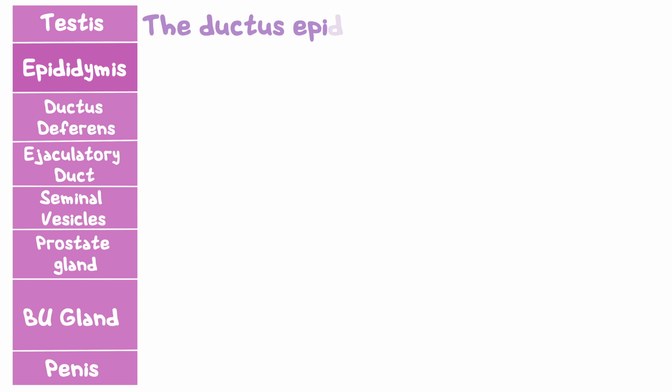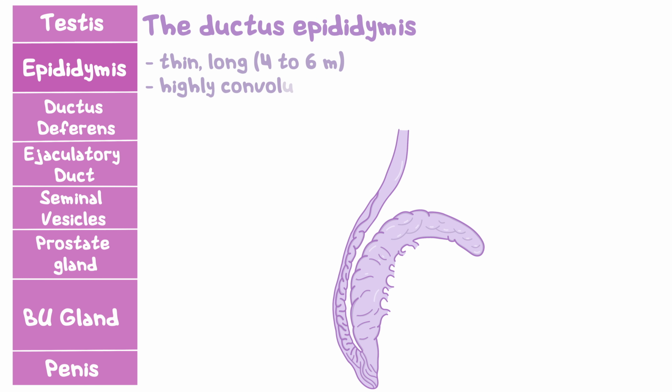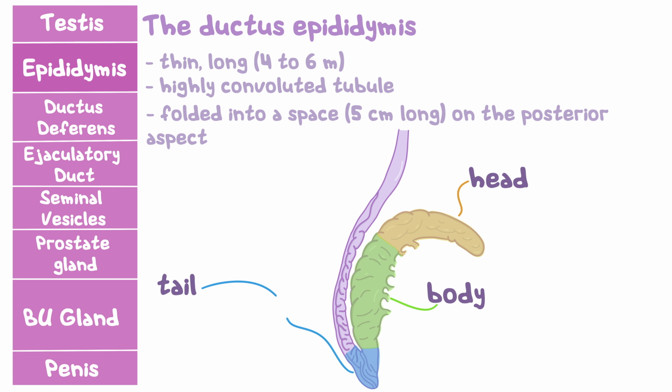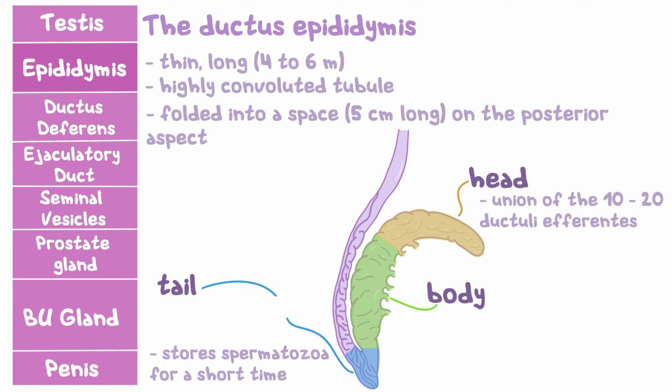The ductus epididymis is a thin, long, 4 to 6 meters in length, highly convoluted tubule that is folded into a space only 5 centimeters long on the posterior aspect of the testis. The epididymis may be subdivided into 3 regions: head, body, and tail. The head, formed by the union of the 10 to 20 ductus efferents, becomes highly coiled and continues as the equally highly coiled body. The distal portion of the tail, which stores spermatozoa for a short time, loses its convolution as it becomes continuous with the ductus deferens.